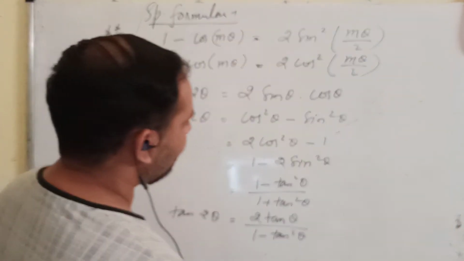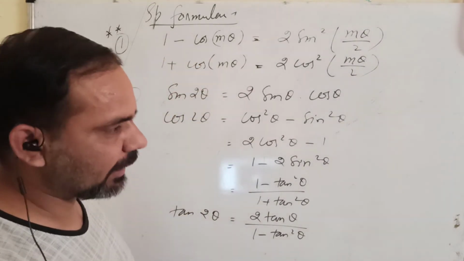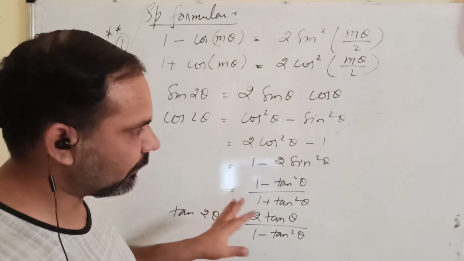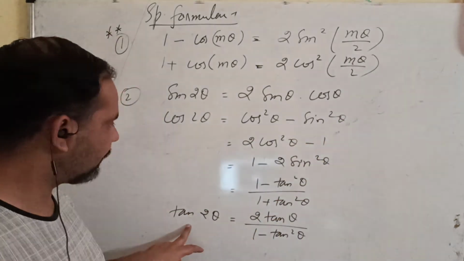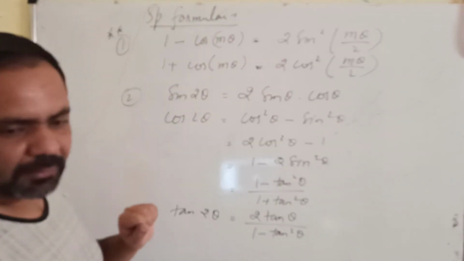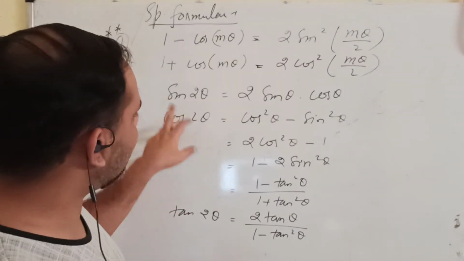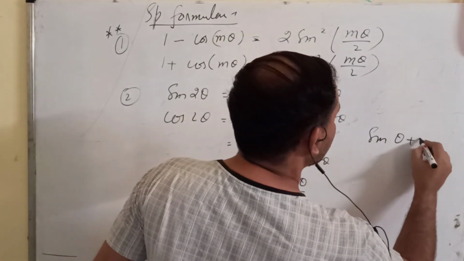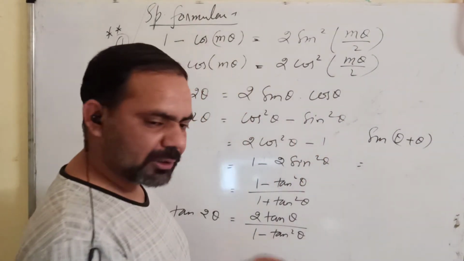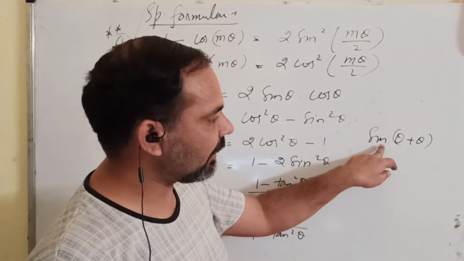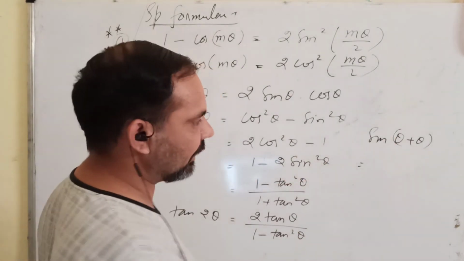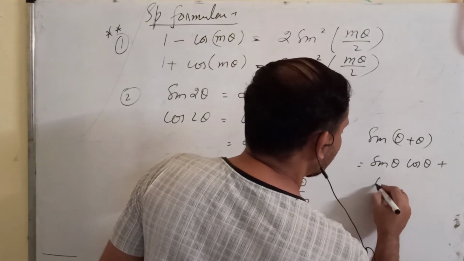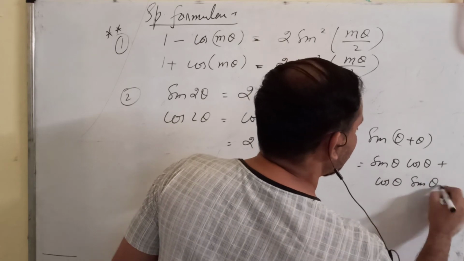Okay. Now all these special formulas can be obtained from the previous formulas that we have discussed just now. For example, suppose you have sin 2 theta, then you can write sin 2 theta as sin theta plus theta. Now what was the formula for sin A plus B? It was sin A cos B plus cos A sin B.